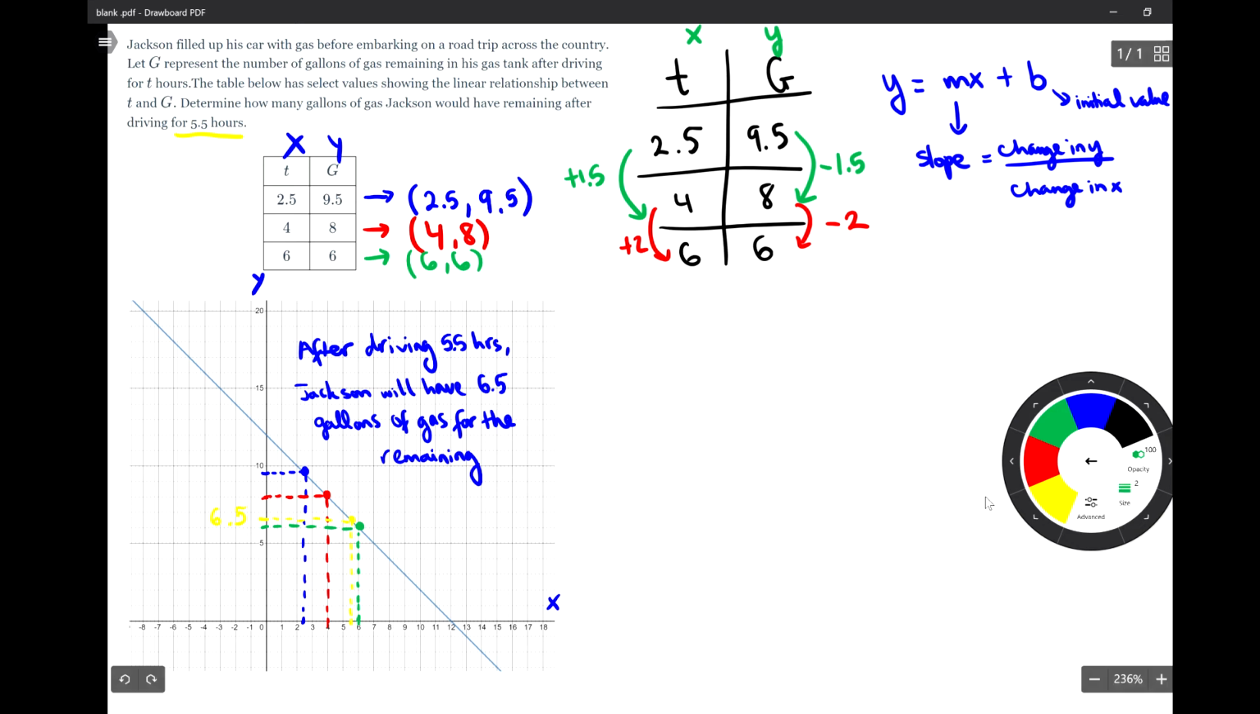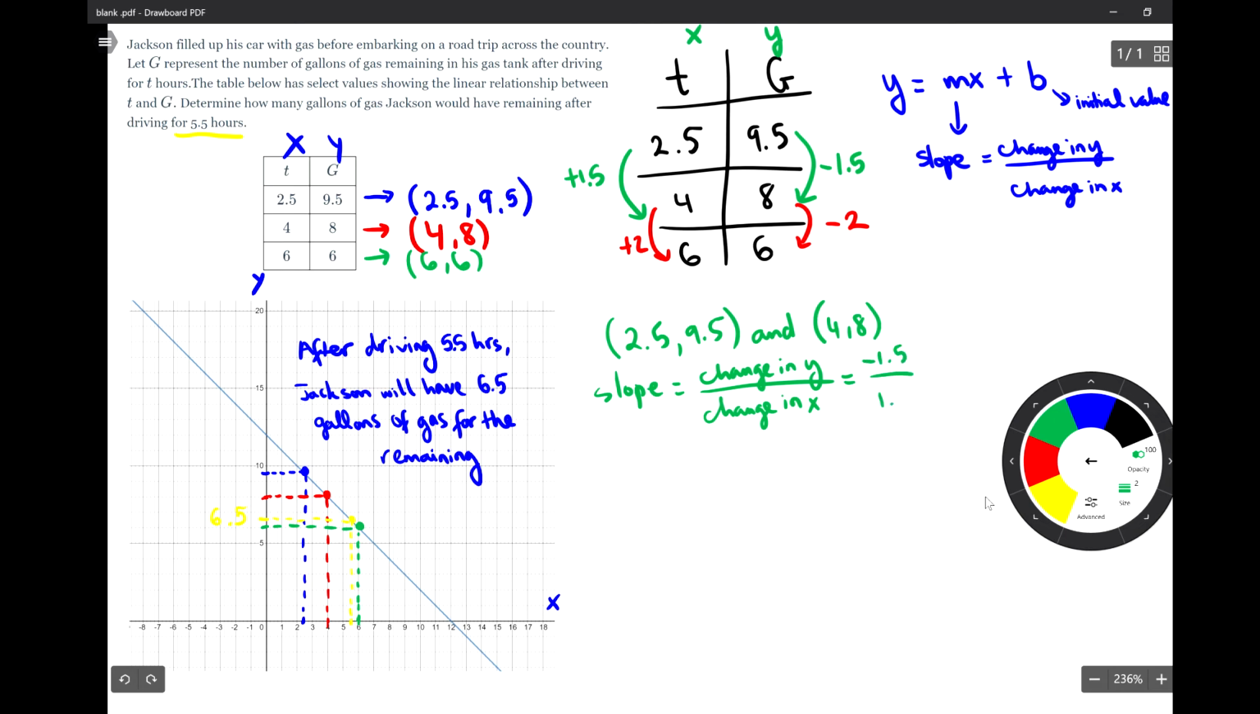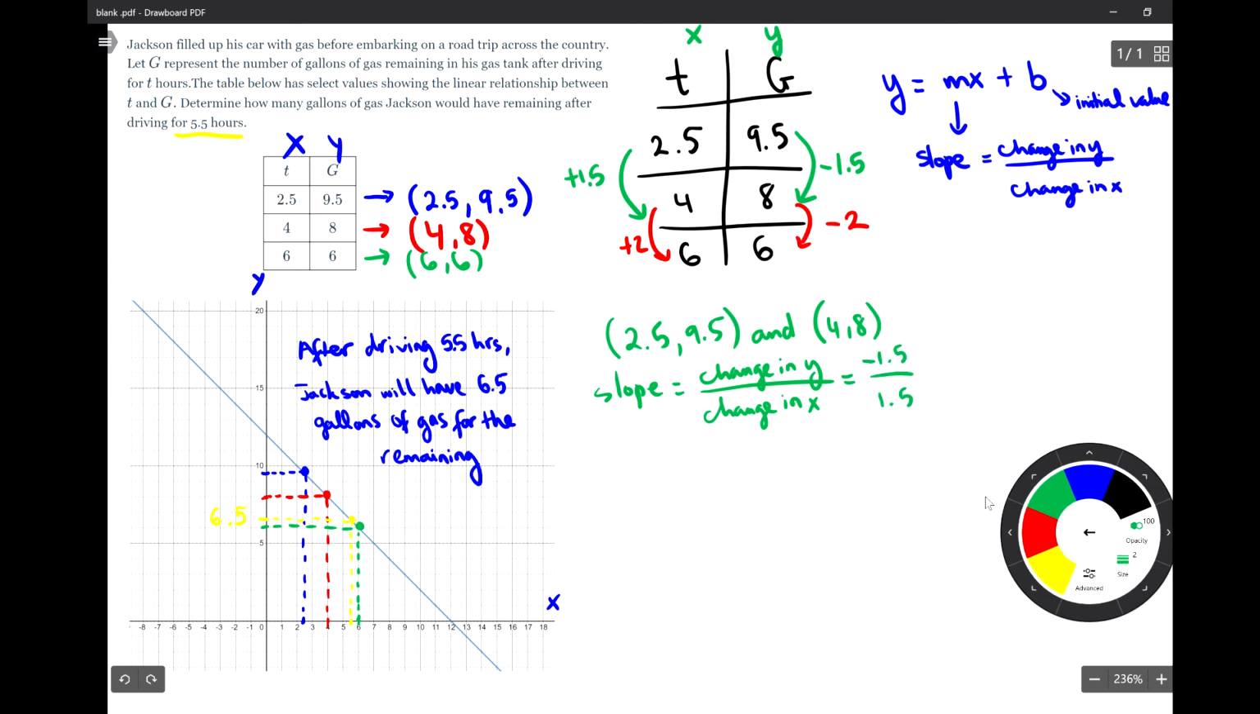Okay. So for the green one, I'm using 2.5, 9.5, and 4, 8. Then my slope, or the change in y over the change in x, will be negative 1.5 over 1.5. Okay, and that will give me negative 1.